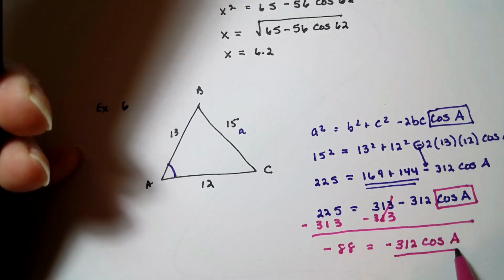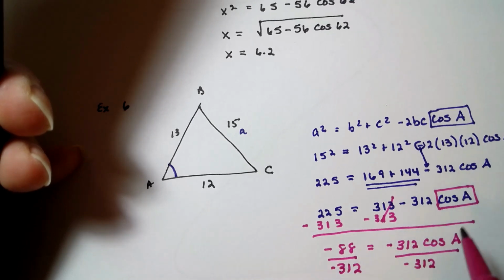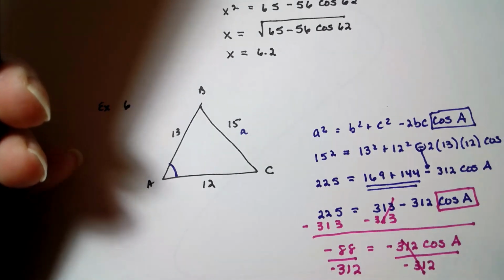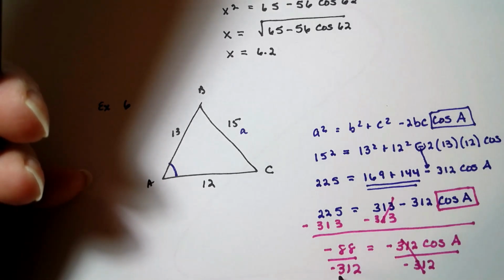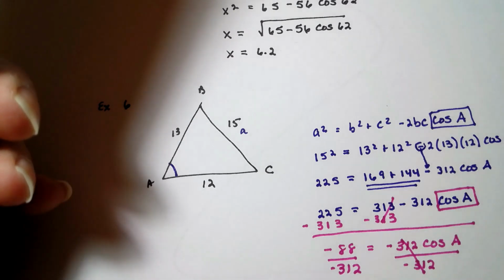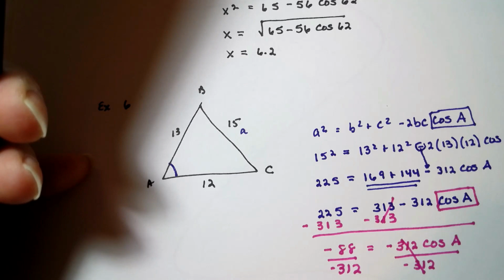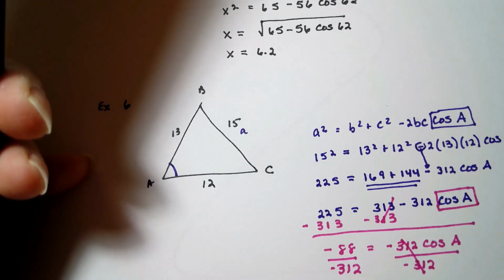Now I'm going to divide both sides by negative 312 to get the cosine of A by itself. So when I do negative 88 divided by a negative 312, that makes the number positive. So negative 88 divided by negative 312 is going to give me 0.28205.